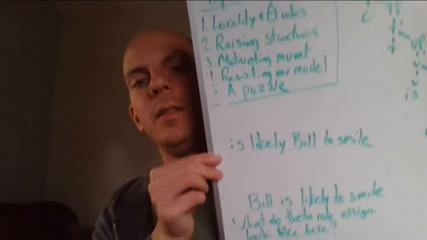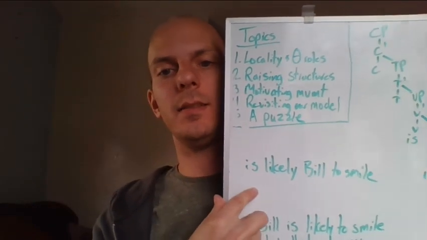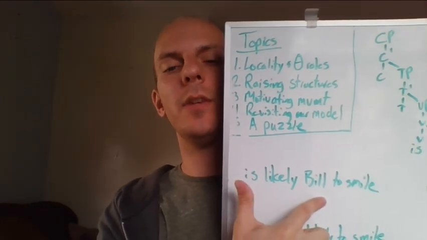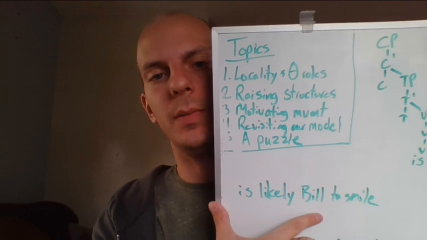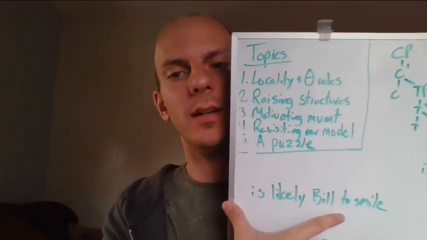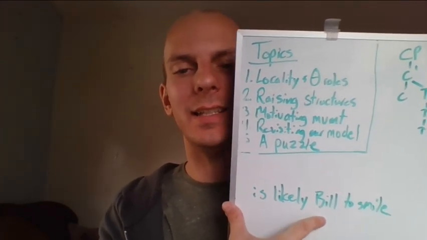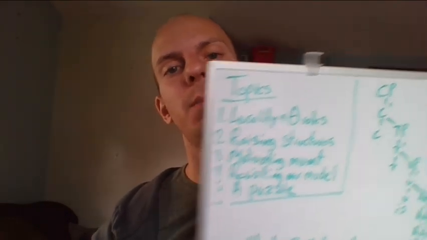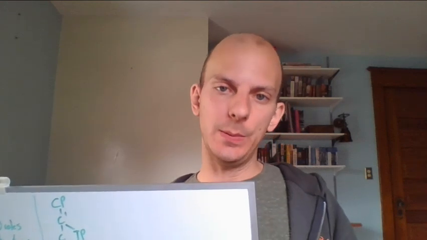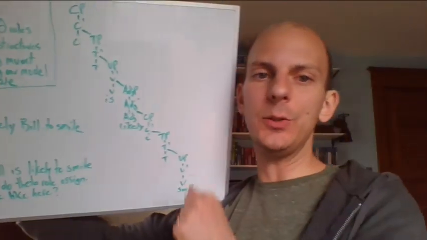So again, we're trying to draw the tree structure for this underlying sentence: "Is likely Bill to smile." And the question is, where does Bill go? Well, we kind of already answered that a little bit. We said that Bill is the agent of "to smile" and is likely the subject here. It's in a subject position. Where do our subjects go? Spec TP. Hopefully you knew that.